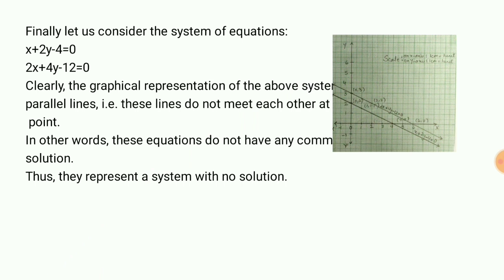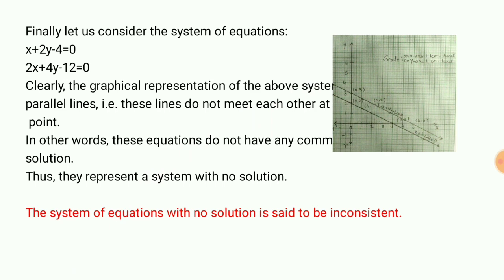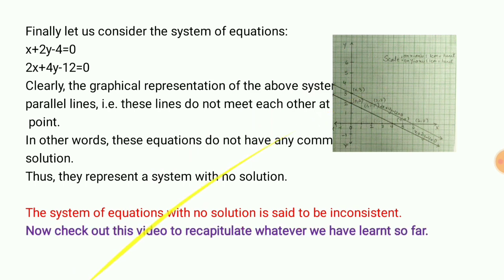No solution means they are not stable. They are not stable means they are not consistent. So we call it they are inconsistent. Thus the system of equations with no solution is said to be inconsistent.